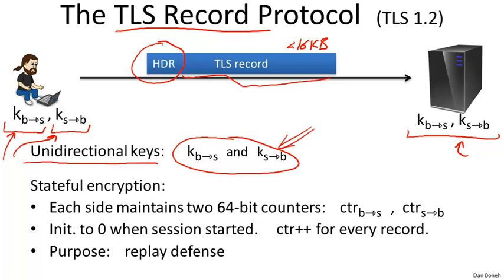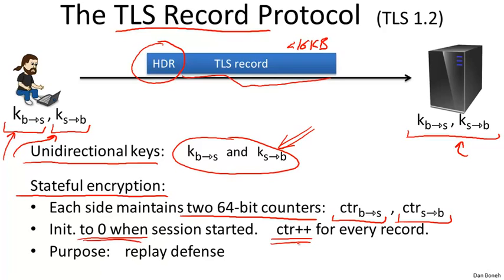So the TLS record protocol uses what's called stateful encryption, which means that the encryption of every packet is done using a certain state that's maintained inside of the browser and the server. In particular, the state that's of interest to us are these 64-bit counters. Again, there are two 64-bit counters, one for traffic from browser to server, and one for traffic from the server to the browser.